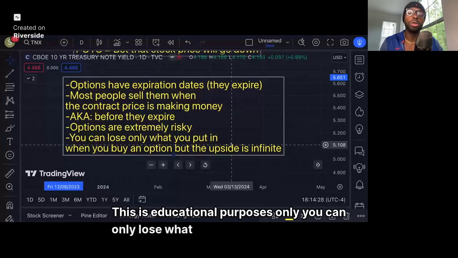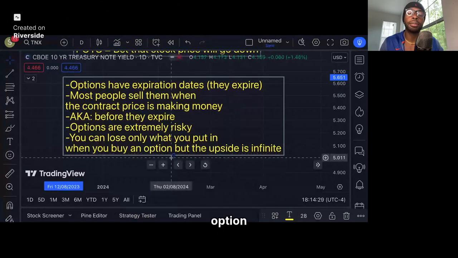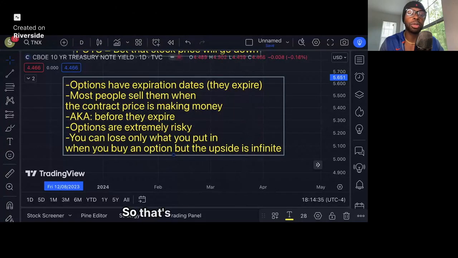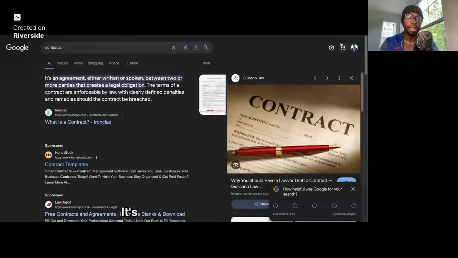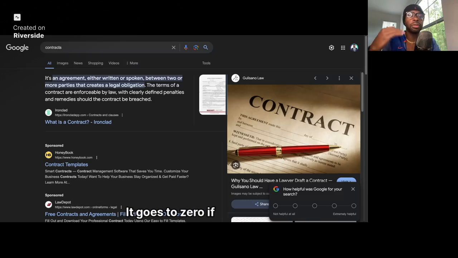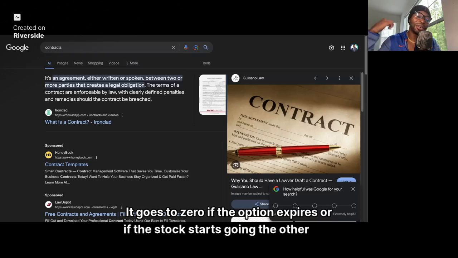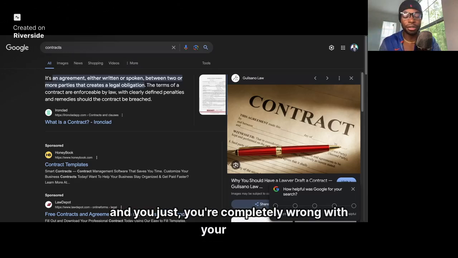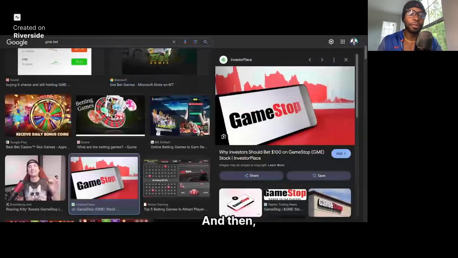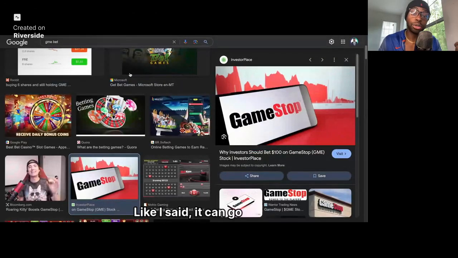You can only lose what you put in when you buy an option, but the upside is infinity. That's why people like to buy option contracts. Say you put in $100, you can only lose that $100. It goes to zero if the option expires, or if the stock starts going the other way and you're completely wrong with your bets. And then, like I said, it can go to infinity.